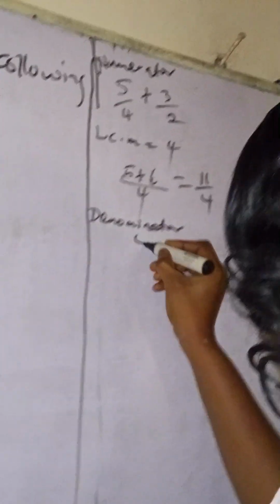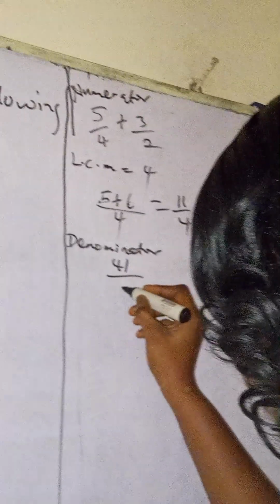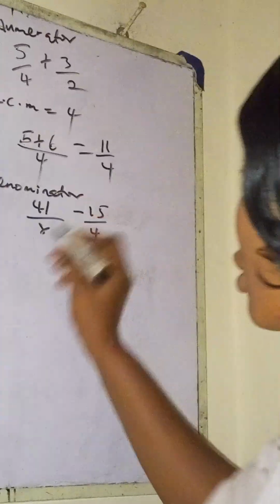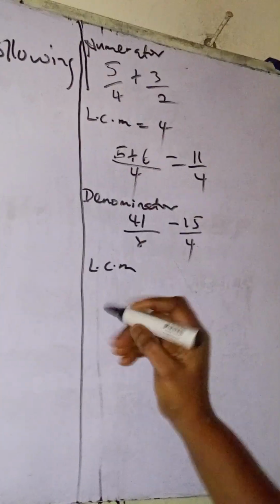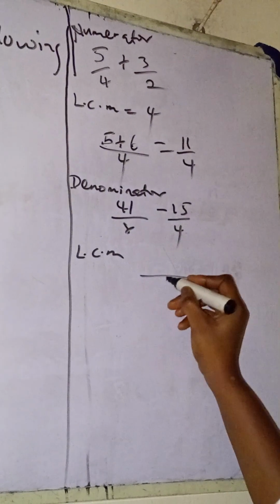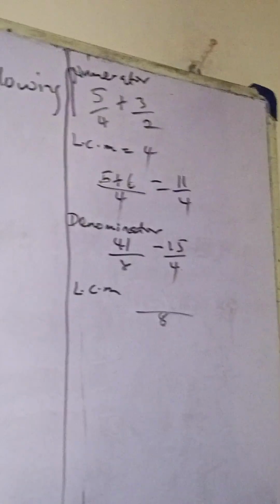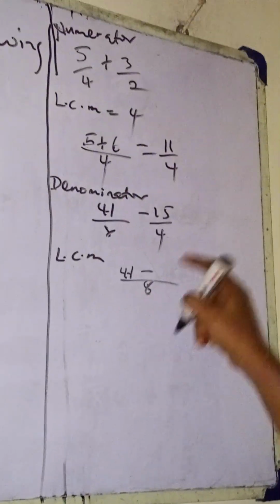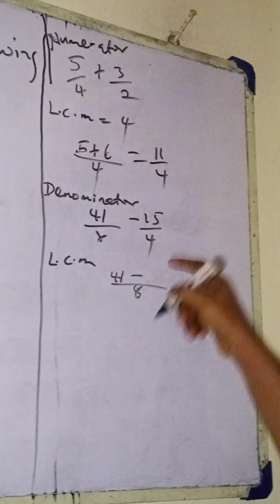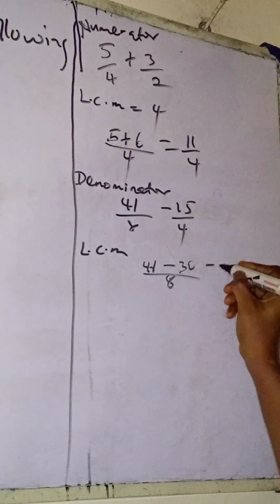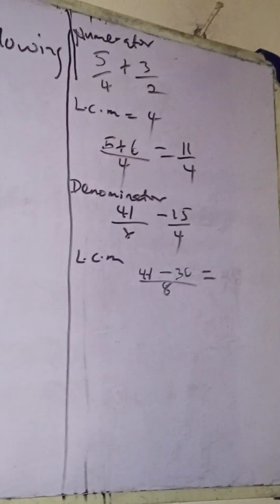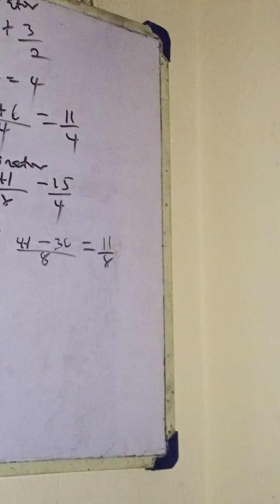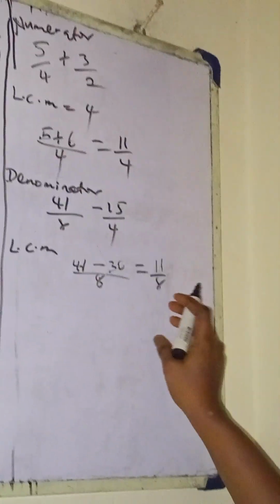I'm going to bring out the fraction for the denominator, which is 41 all over 8 minus 15 all over 4. I'm looking for the LCM, just the way we did for our numerator. The LCM now is 8. 8 divided by 8 will give us 1. 1 times 41 will give us 41. Minus 8 divided by 4 will give us 2. 2 times 15 will give us 30. So we have now 41 minus 30, which will give us 11 all over 8. So now we have solved for the numerator and also for the denominator.